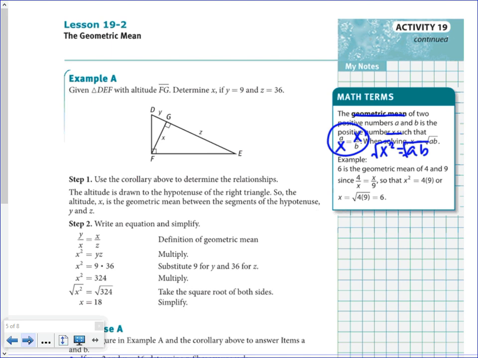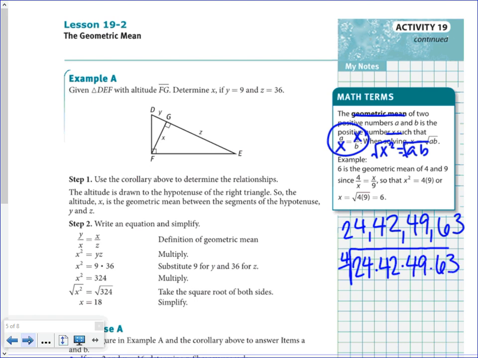So just for those of you that are interested, if you're looking for the geometric mean of more than two numbers, so let's say we were looking for 4 numbers, 24, 42, 49, and 63. Your geometric mean would be to take not the square root, but the fourth root of those numbers multiplied together, the product of those numbers, which is 42. It just so happens to be one of the same numbers. It doesn't usually. But your geometric mean is just you take the square root of 2 numbers, or the cube root of 3 numbers, etc. The nth root of however many terms you have.